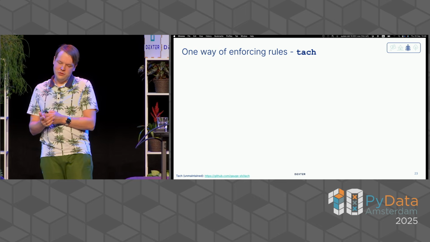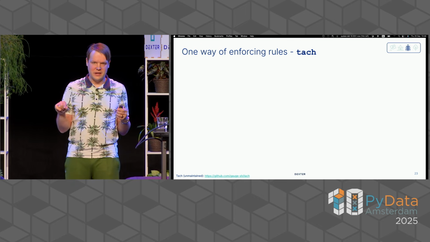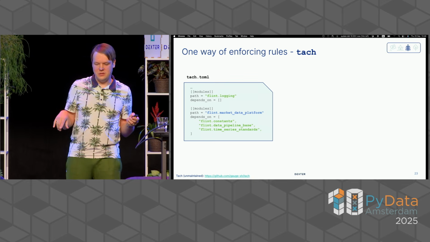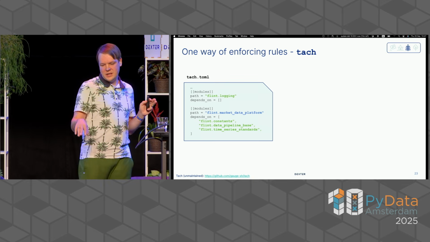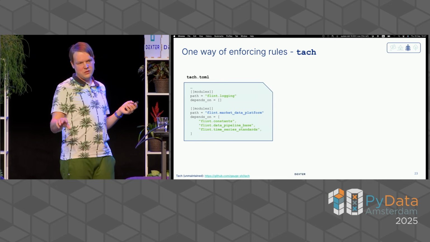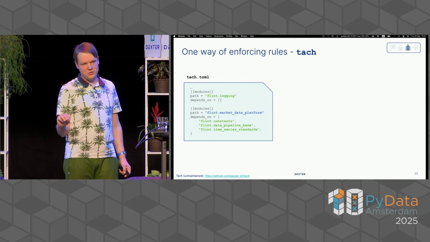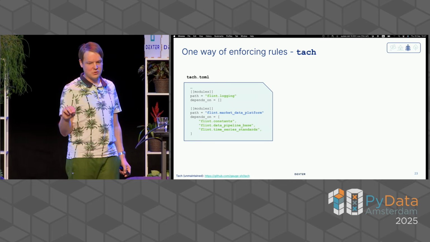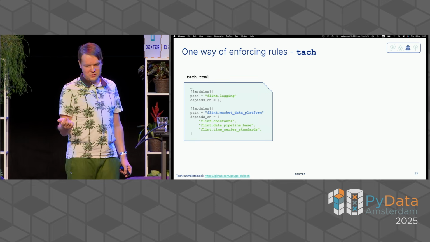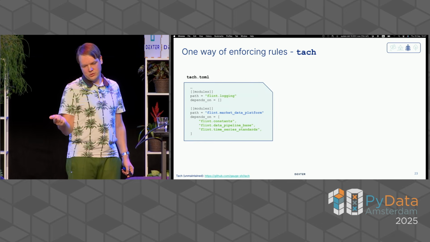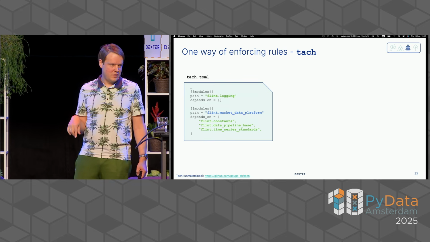One thing we do use to enforce some rules is a tool called tag. I will just demonstrate how it works. I think that's quicker than trying to explain it. What you have at tag is a file in your repo called tag.toml, and there you basically define which modules import from which other modules. So here you see the logging module does not depend on anybody else. The market data platform module depends on 3 different things in this case.